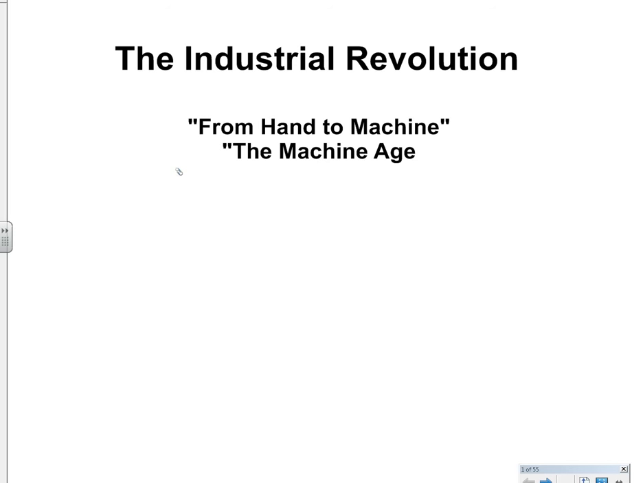Okay, today we're going to talk about the Industrial Revolution. This will be a three-part series. First, we're going to talk about stuff that caused it, and then the effects, and then later some other pieces that came out of that.